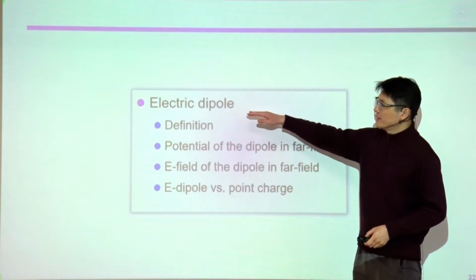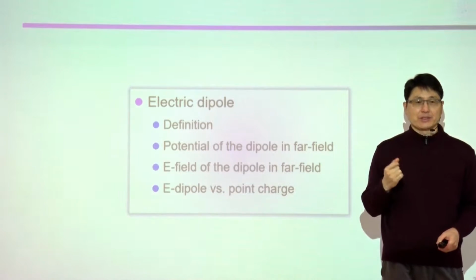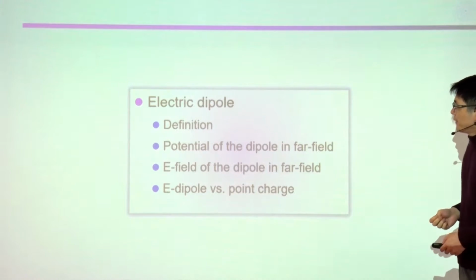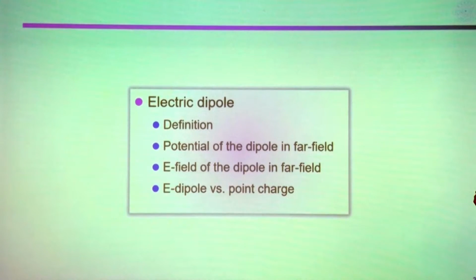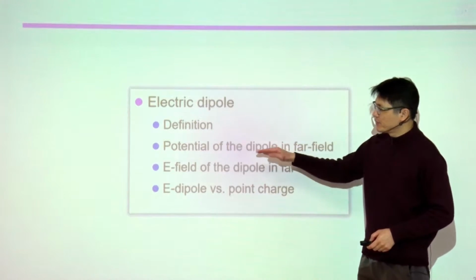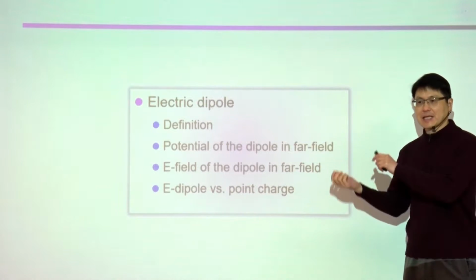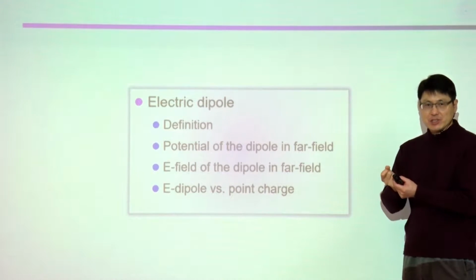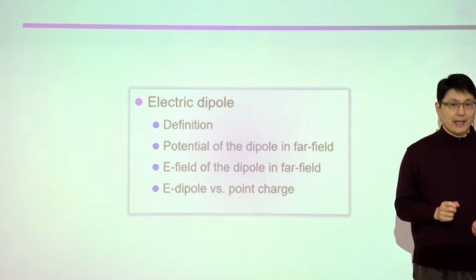Take a look at electric dipole again. This is the second encounter with electric dipole. Again, I'll walk you through the definition, and this time, let us try to derive the electric potential of an electric dipole and somehow use that potential function to calculate the electric field intensity.